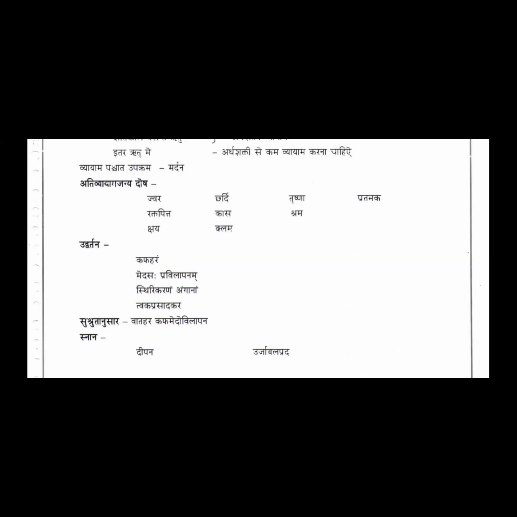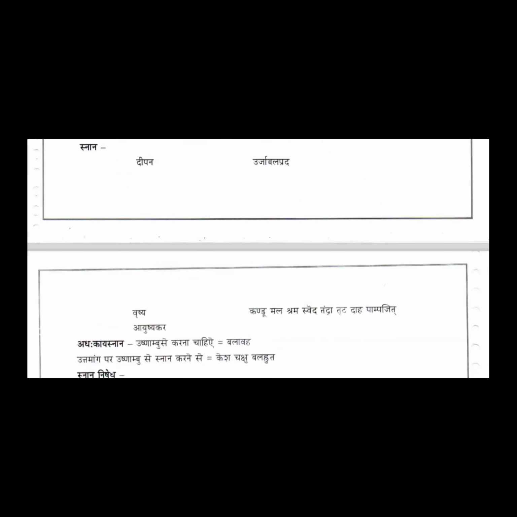Next, after udvartana, what you have to do? Snana. So snana is said to be deepana. Then urja balaprada, it is said to be vrishya, ayushyakara, kandu mala, shramasveda, tandra, trit, papmajit. This you will remember. Only remember that snana is said to be deepana and vrishya. The rest of the things you can guess, because by doing snana, you can get rid of kandu, mala, shramasveda and all. But snana is said to be deepana. It is also said to be vrishya. And then he has specified the use of ushnambu for adhakaya and not to use ushnambu for uttamanga, because it will cause what?